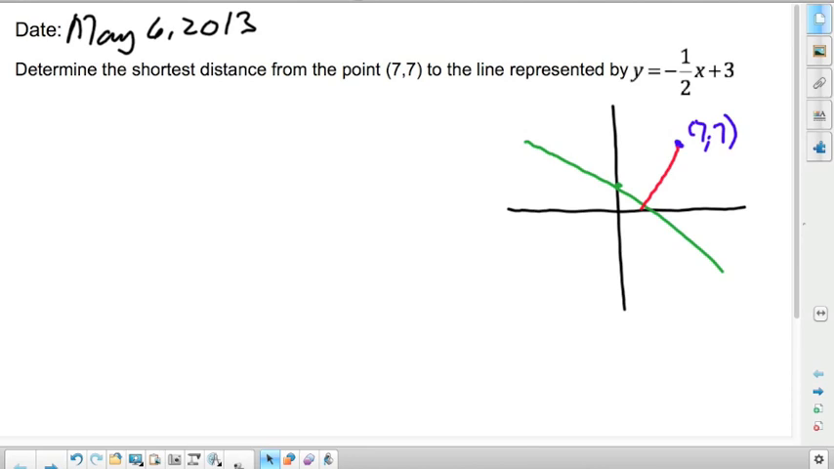Well, that's the line, but the point itself. Where's the point itself? We want the shortest distance from the blue dot to the green line. Where's the actual point itself? Yeah, it's on the green line, where the red meets the green. To get that distance, we need that second point. That's half the challenge of this question, recognizing that we need that second point.